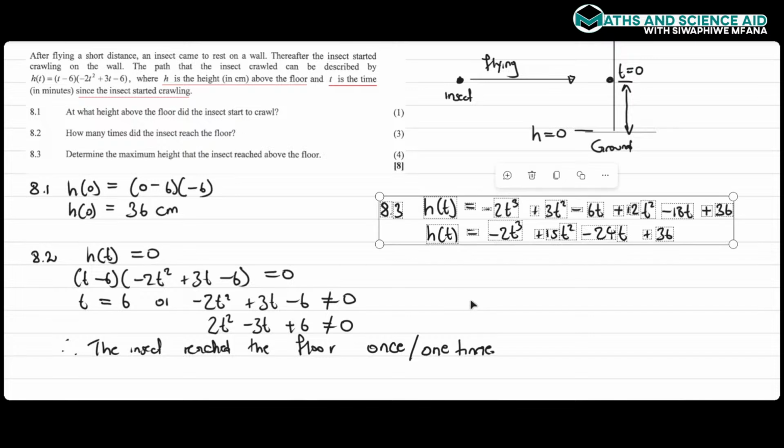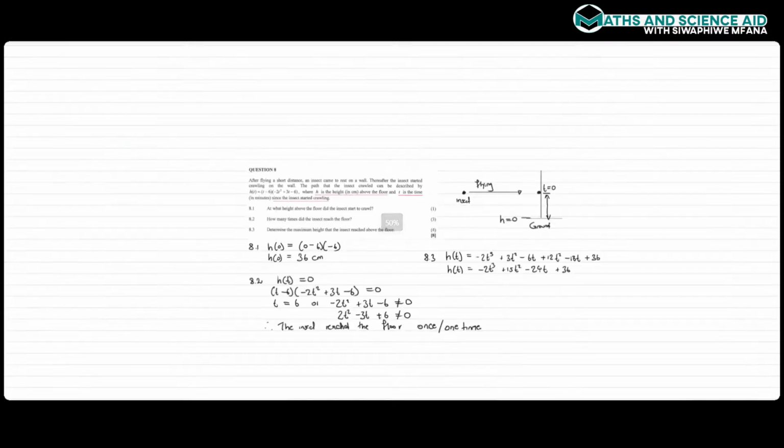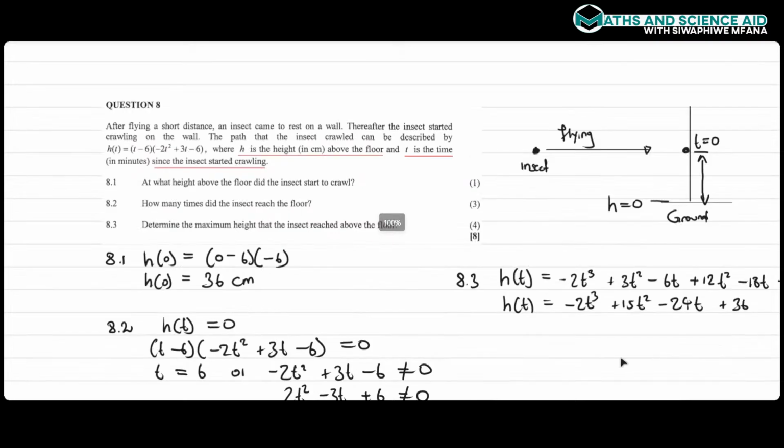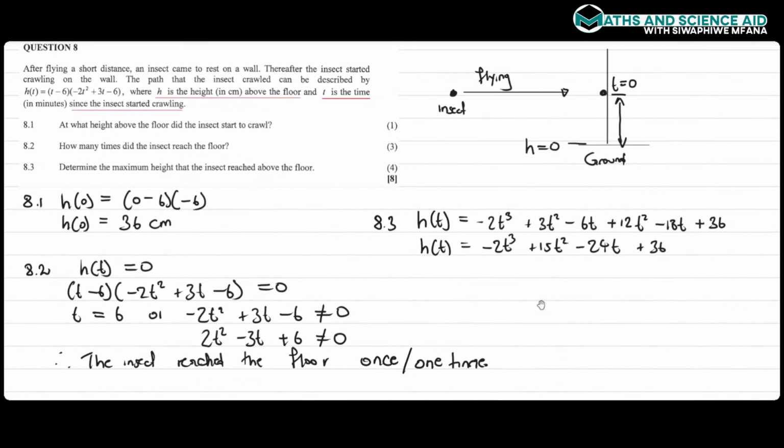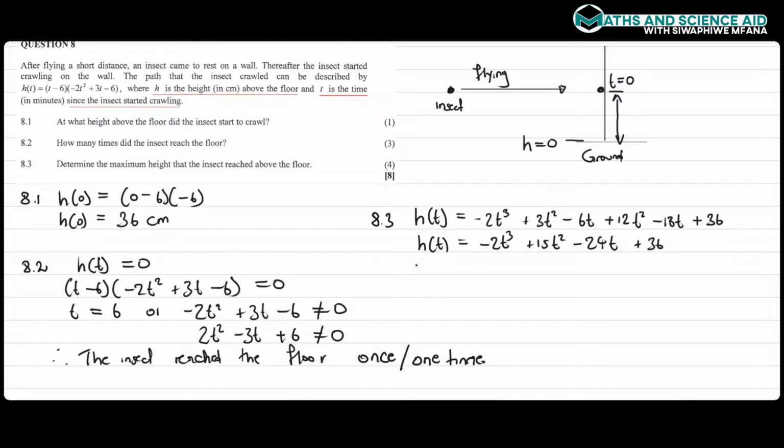Now that we have a full equation, we can work out the first derivative of h. So this will be minus 6t squared plus 30t, and then minus 24. And then we need to equate this to 0.